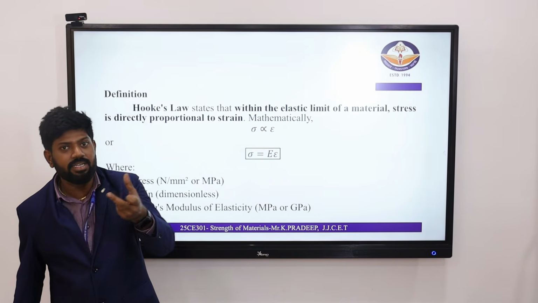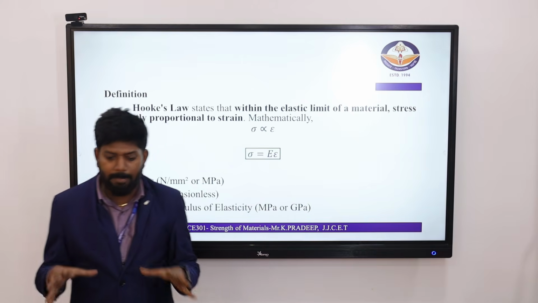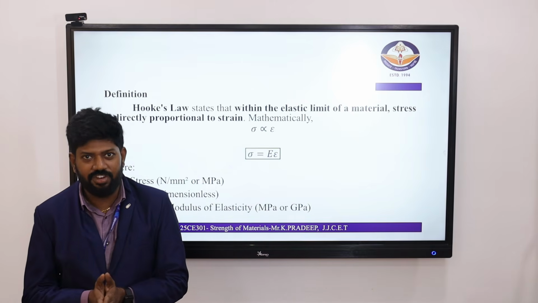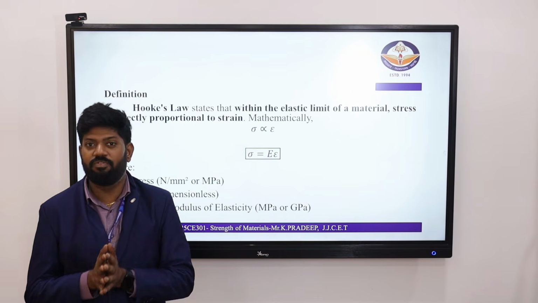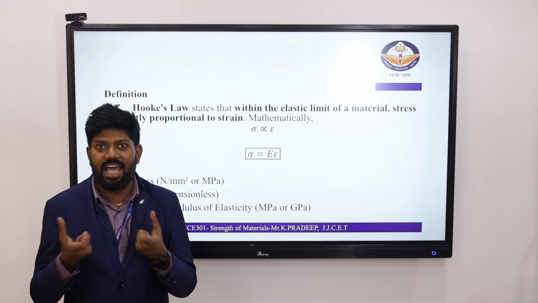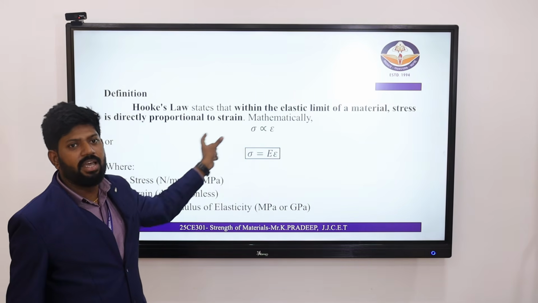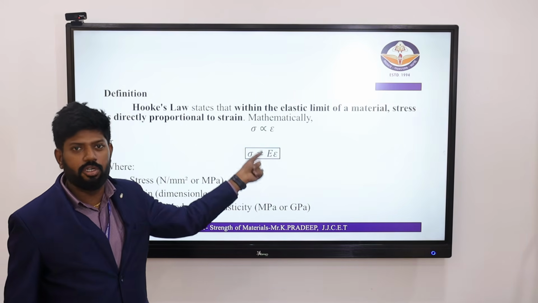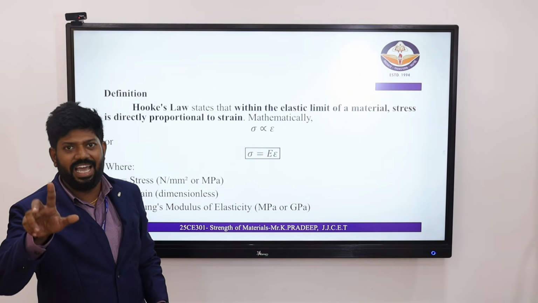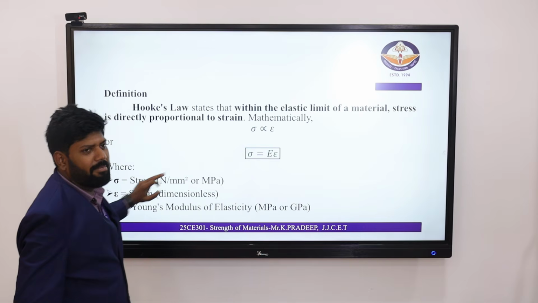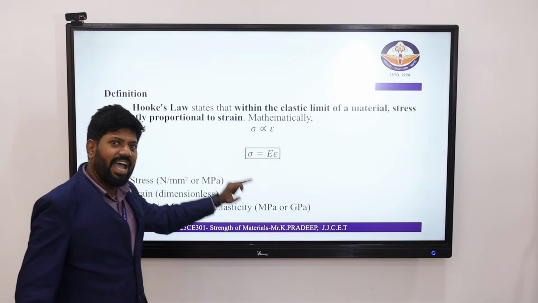Within an elastic limit is a keyword, because many people will say stress is directly proportional to strain. Is that a correct definition for Hooke's law? Definitely not. We have to say within an elastic limit. So the range matters. Within an elastic limit, stress is directly proportional to strain. To remove the proportionality, I am introducing a constant called E. E is nothing but the Young's modulus of elasticity.